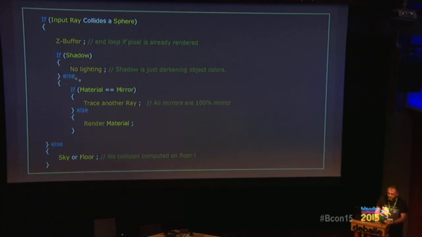So I have just one light source. If it's a mirror, I run the software again. So I can have only 100% mirror. No dull, no shiny things. Just 100% mirror. And just two materials, one with specular, one without. So it's really, really, really small renderer. I don't know how many lines, but it's really, really small. That's why it's so fast.